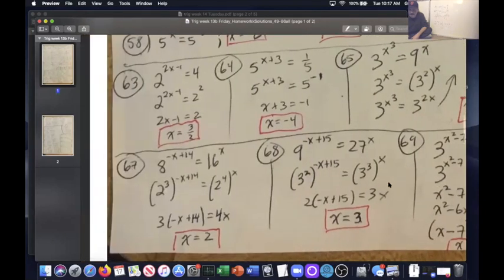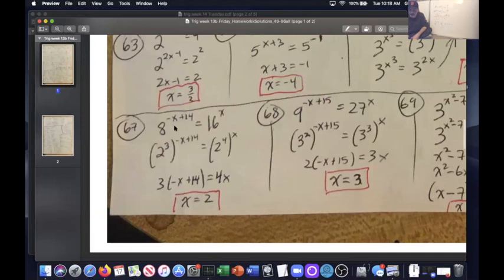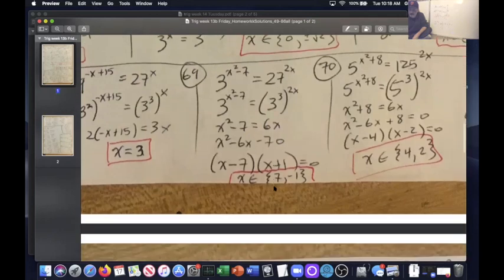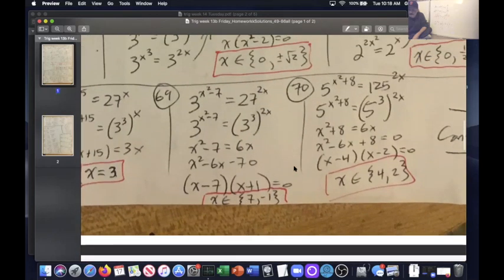Okay, and then 67, you want to convert to base 2. So this time you got to convert 8 and 16. And then once you do that, the two exponents are equal, and then you can solve from there. And then 69, same thing, convert the 27 to base 3, and then you wind up the two exponents can equal, and here you can factor and solve.